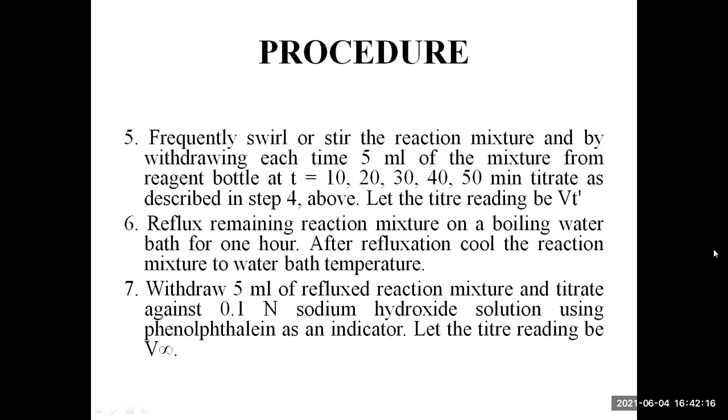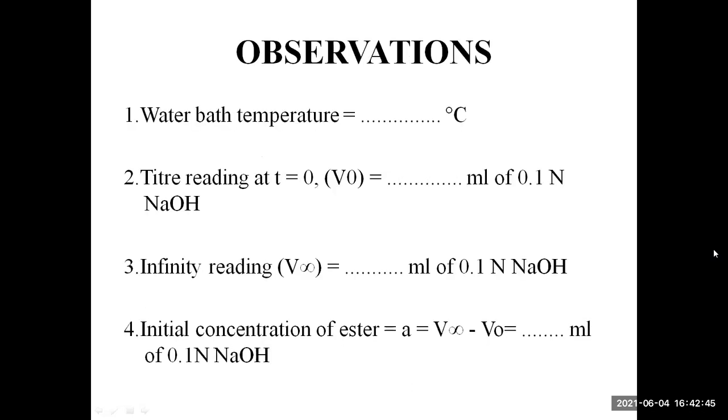Reflux remaining mixture on a boiling water bath for 1 hour. After refluxation, cool the reaction mixture to water bath temperature. Withdraw 5 ml of reflux reaction mixture and titrate against 0.1 normal sodium hydroxide solution using phenolphthalein as an indicator. Let the titer reading be V infinity.